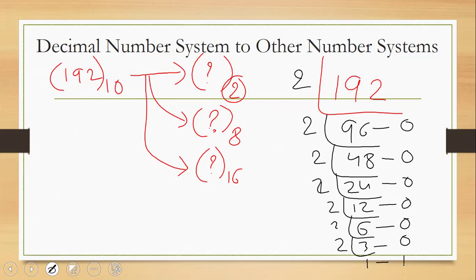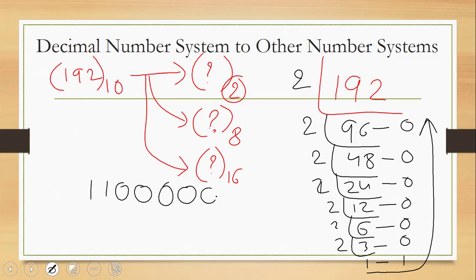After this continuous division with the radix number, you need to start from the bottom and go towards the top. Now you can write 1, 1, 0, 0, 0, 0, 0, 0. So this is how you convert decimal numbers to the binary number system.